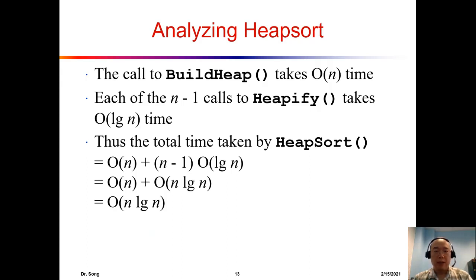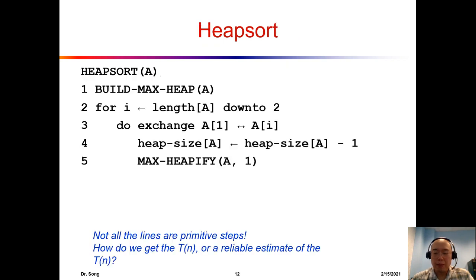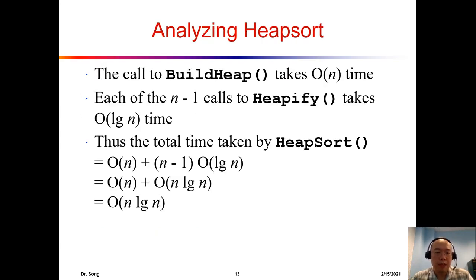Okay? So if we want to analyze the heap sort, remember the first part, on line 1, we have a build max heap. This part is not a primitive step. This is actually a function call, and this is a linear time algorithm. After that, we are repeating the heapify, which is an O(log n) algorithm, for a total of n-1 times. So if we put them together, we will know this is an n log n algorithm.